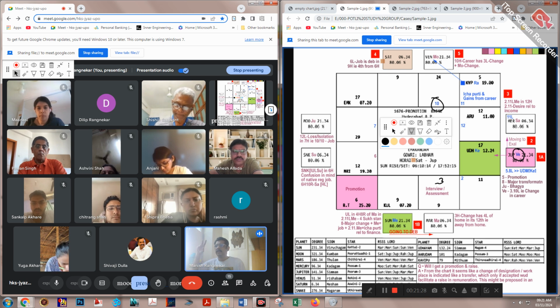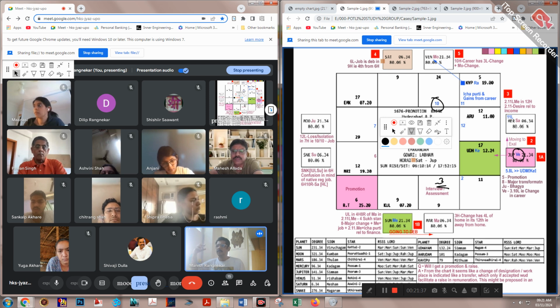Third is what I told you just now, interview. Interview related to career. Third is also assessment. Third is also anything to do with documentation. So if he is going to get a promotion, he is going to get a raise, he is going to get some document which is related to interview, which is related to career.